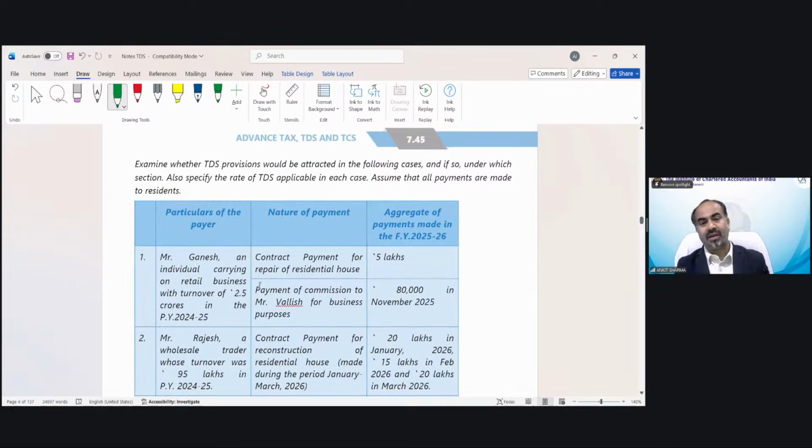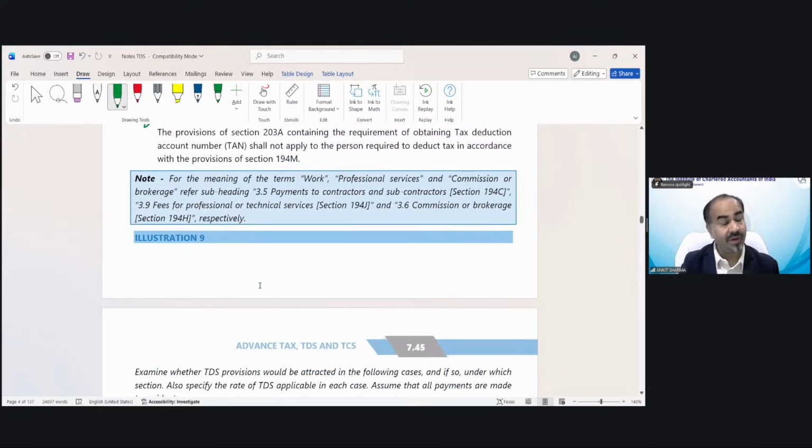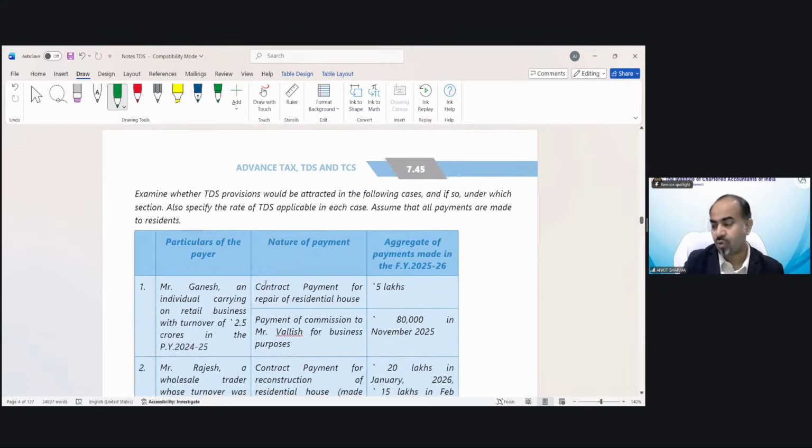Now the limit has been explained with the help of an example, and with the help of this example, you will understand exactly how to apply the TDS provision under section 194M. So you have to check both sections. Section 194C you have to check first, and if it is not applicable, then you will check whether section 194M provision is applicable or not. So if TDS is not going to be deducted under section 194C, then only we will see whether section 194M is applicable or not.